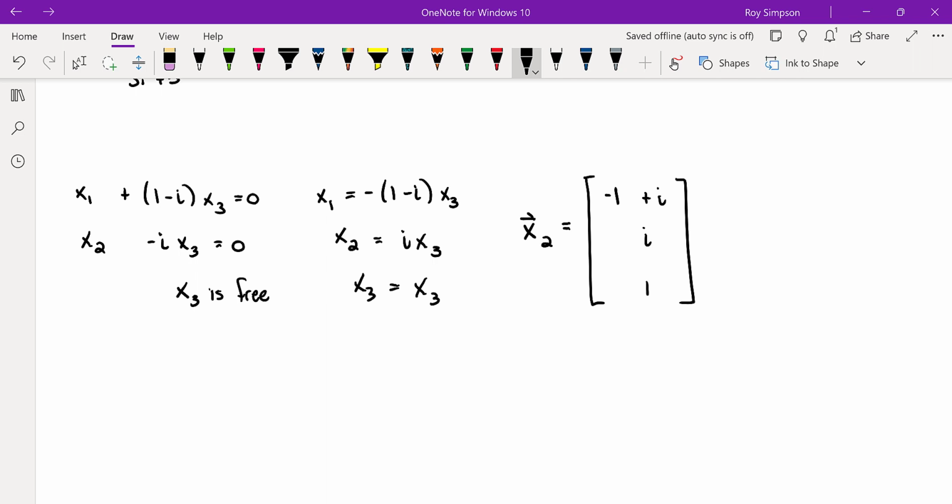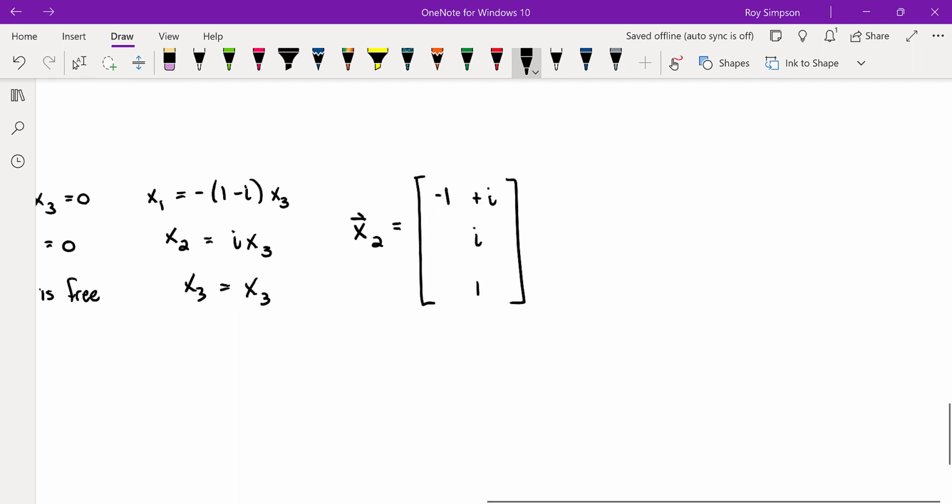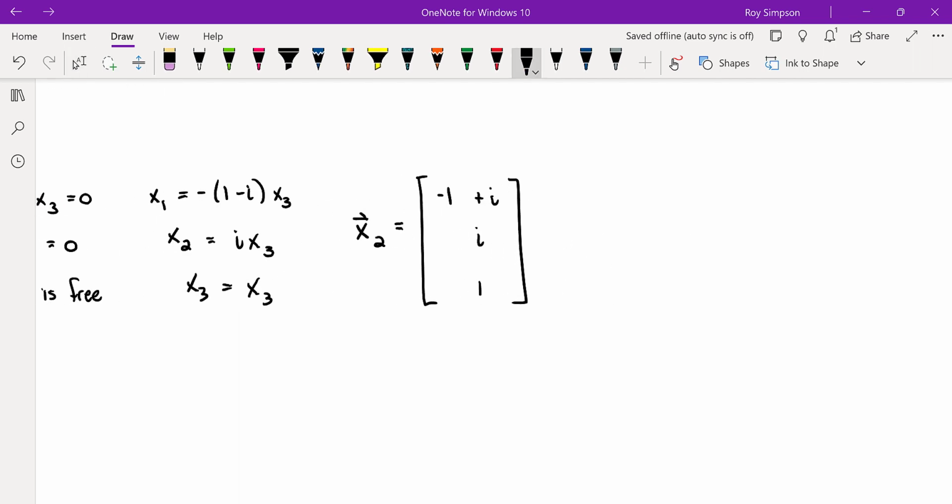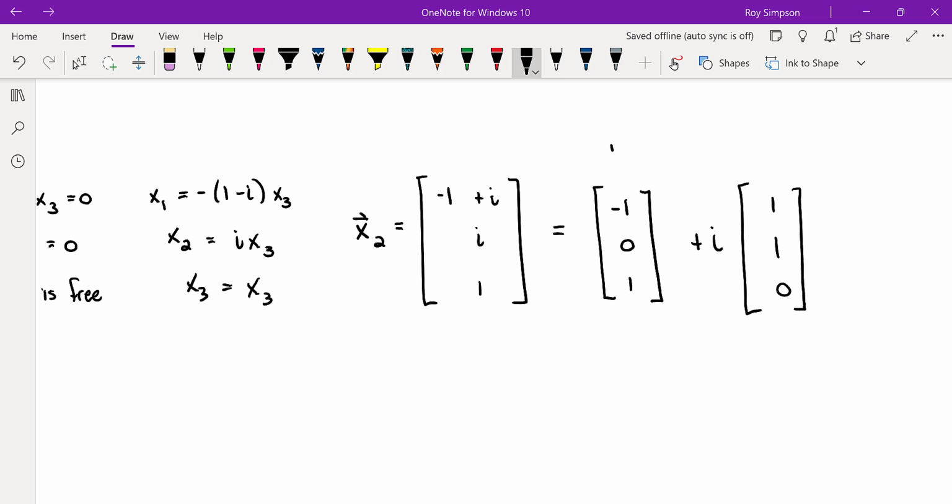Splitting that into two pieces, one that contains only the real numbers and the other one being the coefficients of the imaginary numbers, you get the following. This will be my vector u, this will be my vector v.